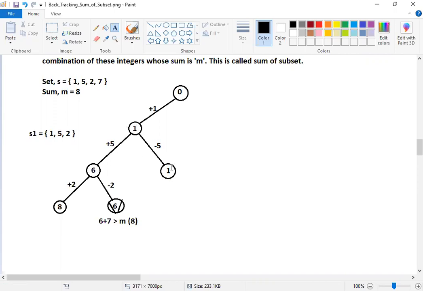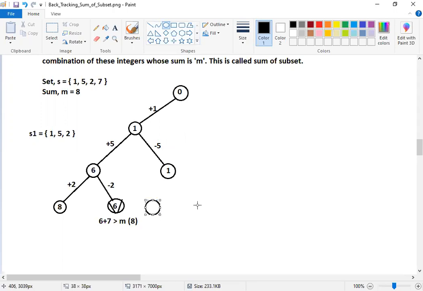Okay. Now I am here. What did I do? 1 I selected, 5 I did not select. Then what is the next number? Next number is 2. Now I can consider 2 or I need not consider 2. Now let us go with the value when I consider the 2 in my subset.